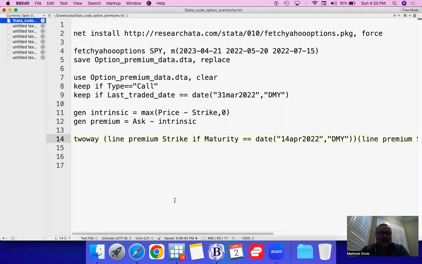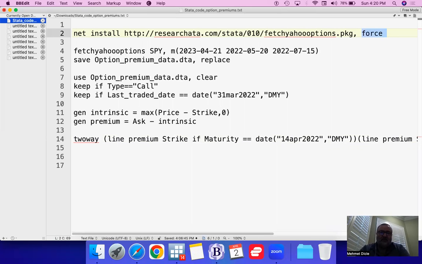So this video is for drawing the chart for the option premiums, and we're going to be using Stata for this, and we'll download the data from Yahoo Finance. And for this, we need a user-written command called fetch Yahoo options, and you can actually find this code as well on the link in the description or through Canvas through our course.